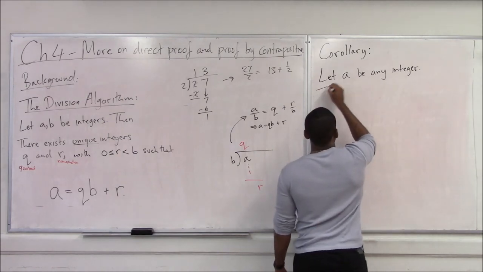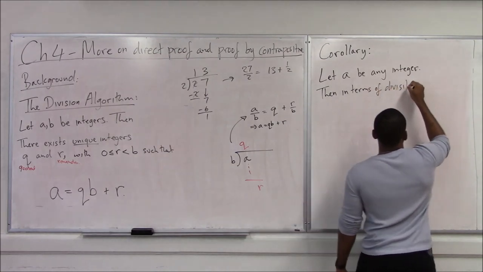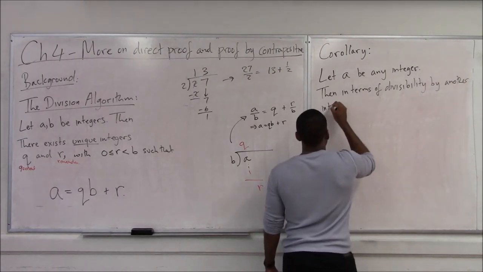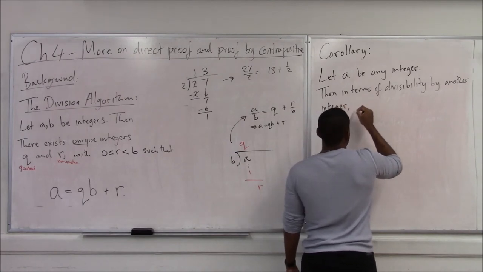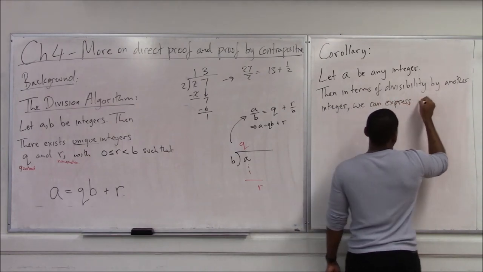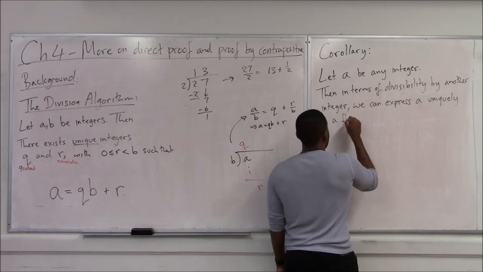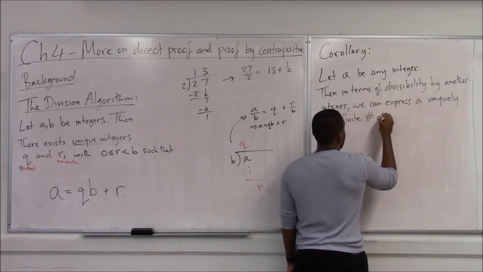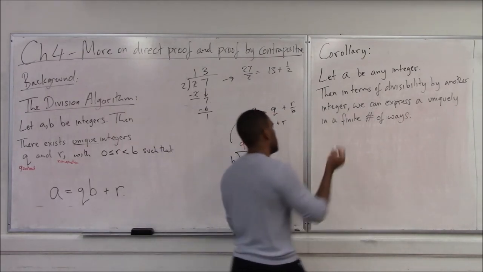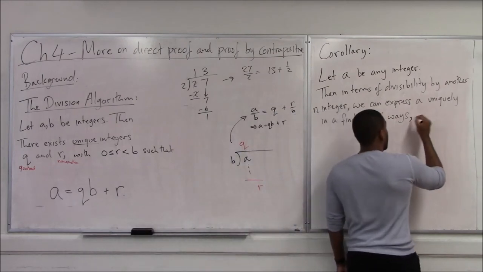In terms of divisibility by another integer. In fact, let me name the other integer. In terms of divisibility by another integer, let's call it n, we can express a uniquely in a finite number of ways. In fact, we can express it in n ways.